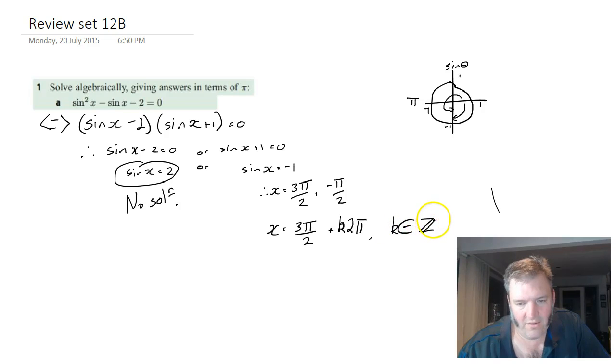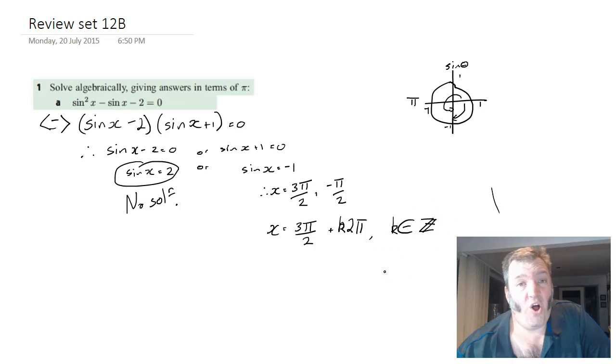And I don't know if they had that there. They probably did. They're a good book. They should have. K is an element of z, an integer, a whole number, positive or negative or 0. If I do that, then I've got 3 pi on 2 plus all the other possible answers. And there we have it.